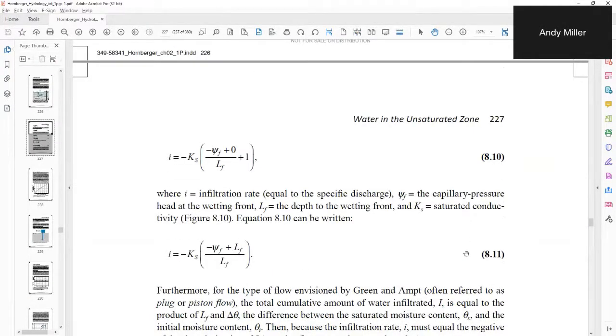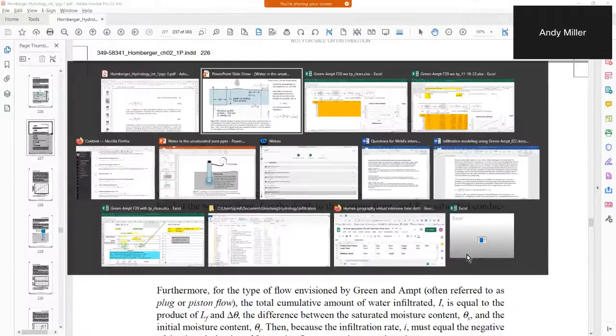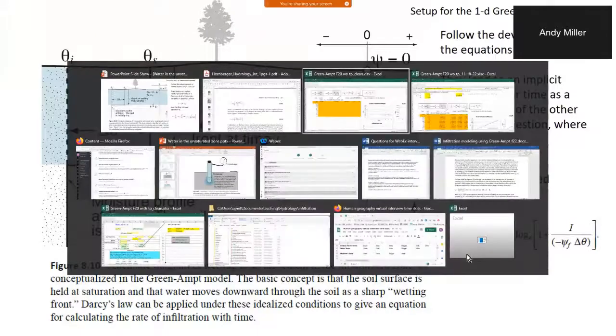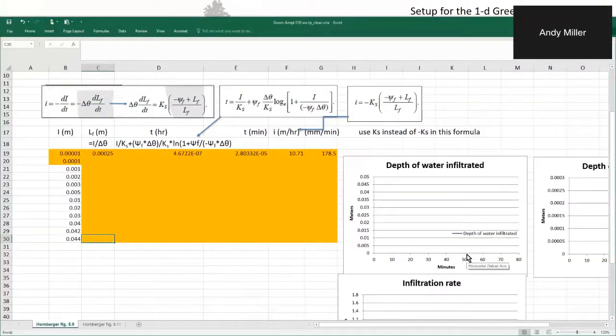Negative psi sub f plus L sub f is the difference in head between the saturated surface and the bottom of the wetting front, and L sub f is just the depth of the wetting front. So that ratio is the hydraulic gradient. That formula for infiltration is a form of Darcy's law in one dimension, which means that when you go over to this spreadsheet, you'll see I is equal to exactly that. That's the equation that I just showed you. So this is a form of Darcy's law used to predict the infiltration rate here.